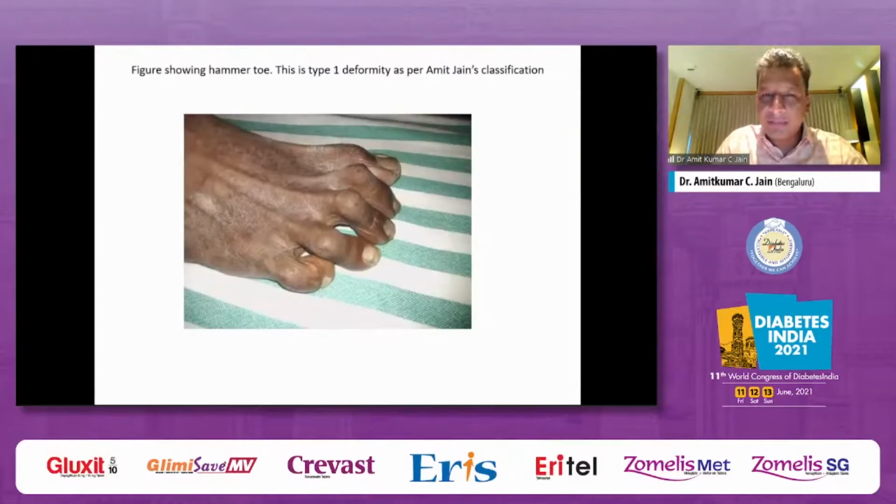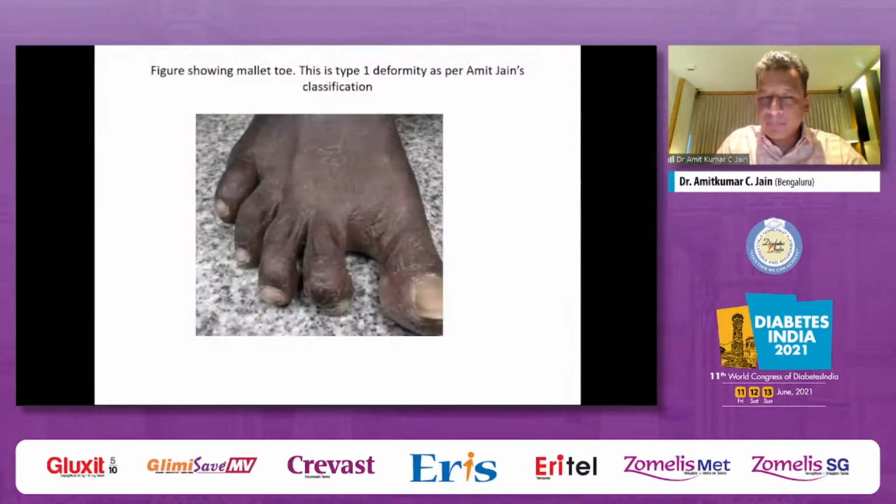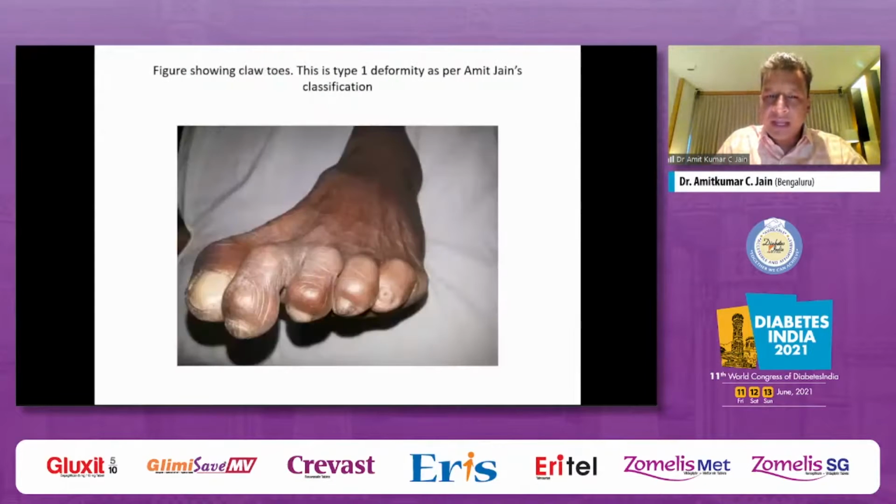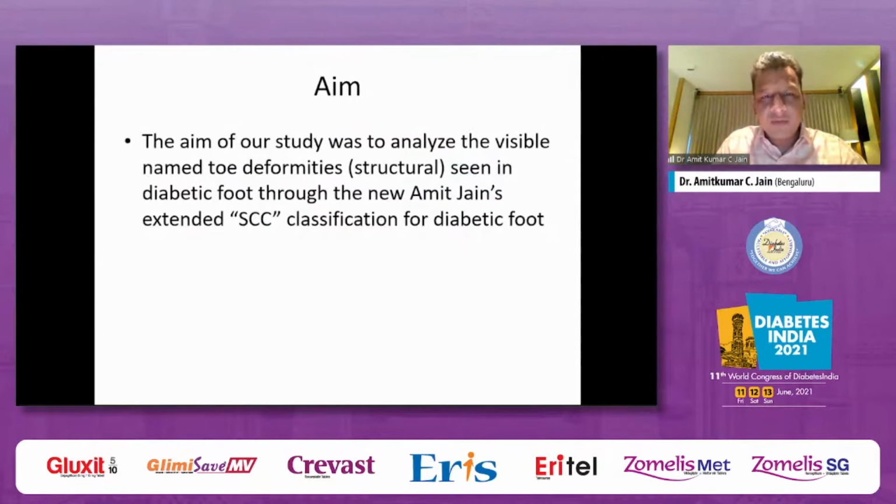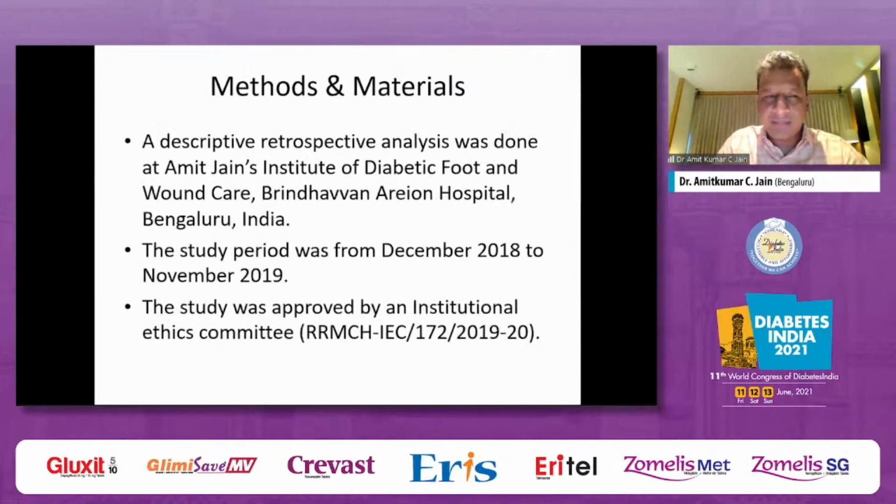Classical example of a hammer toe, which is a type 1 deformity without an ulcer here. Mallet toe also is a type 1 deformity, and the claw toes, which we have commonly seen, are type 1 deformities. When there is no ulcer, we advise not to operate on them. The aim of our study was to analyze these visible named toe deformities, which are structural, seen in diabetic foot through the new extended SCC classification for diabetic foot.